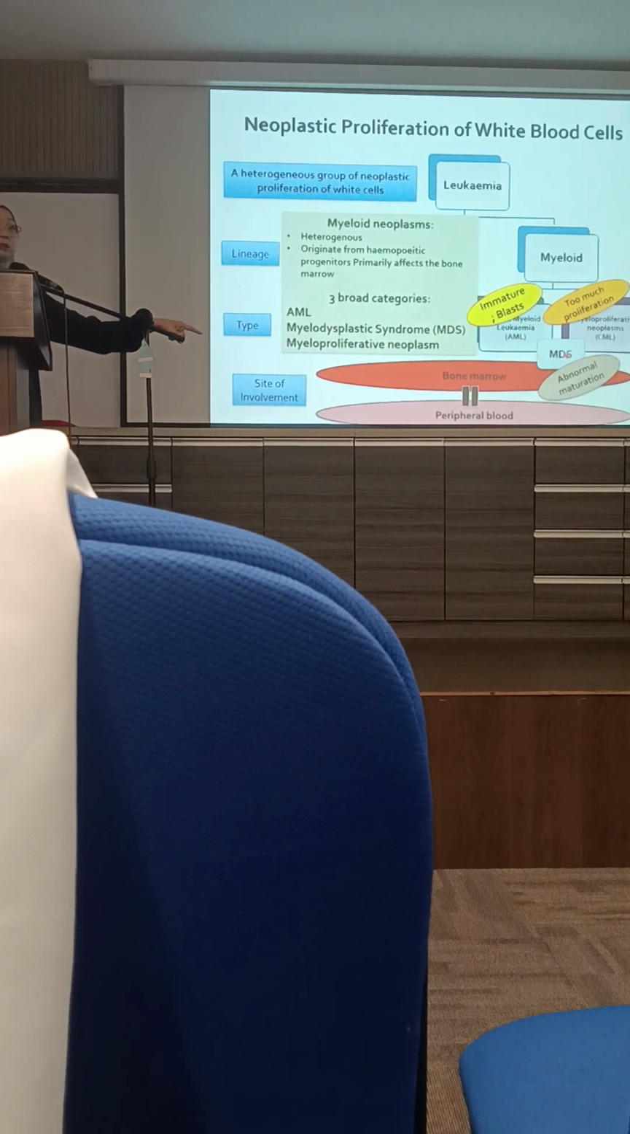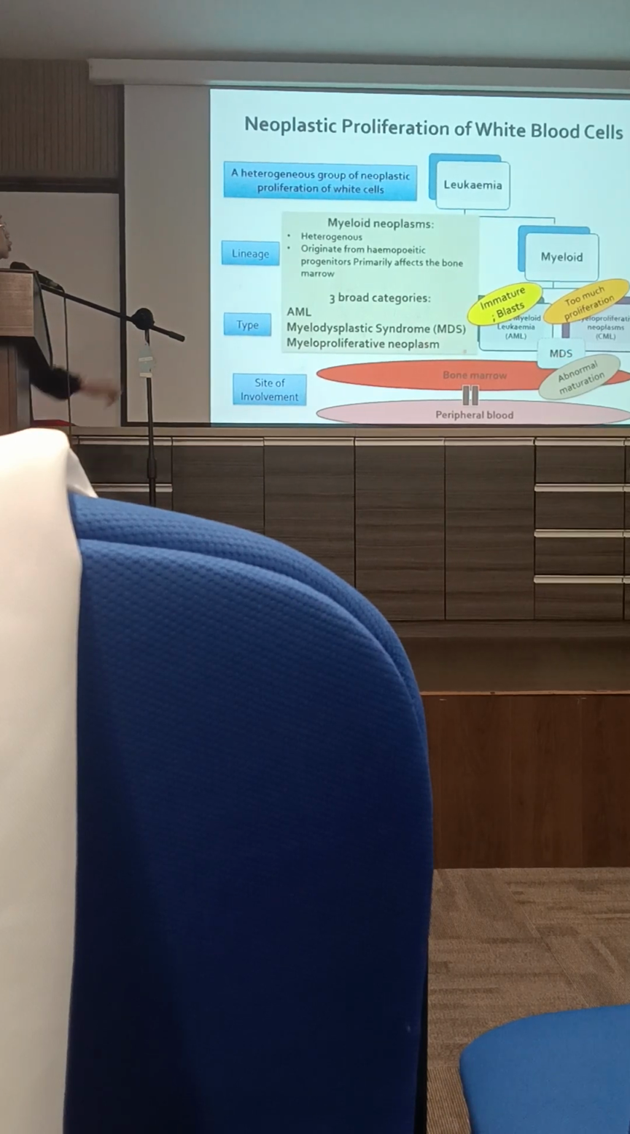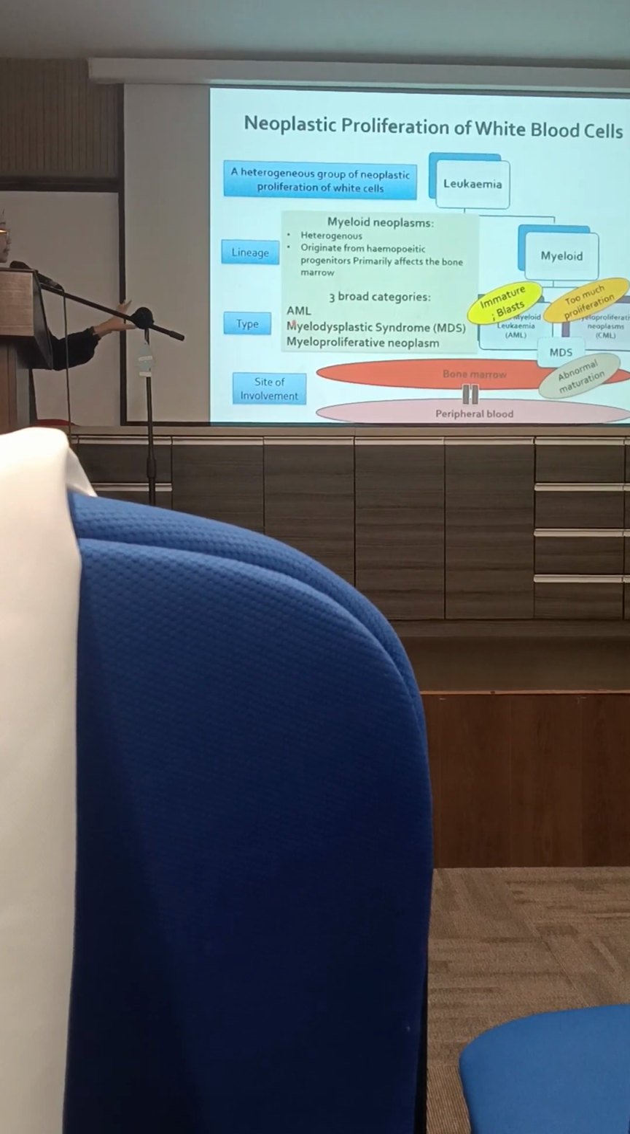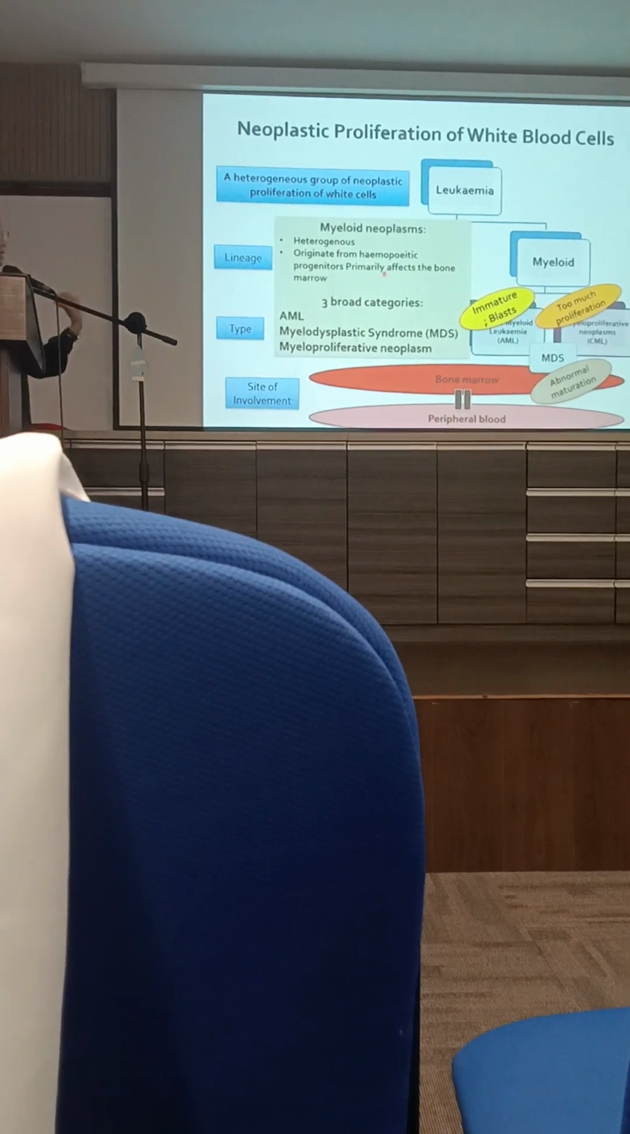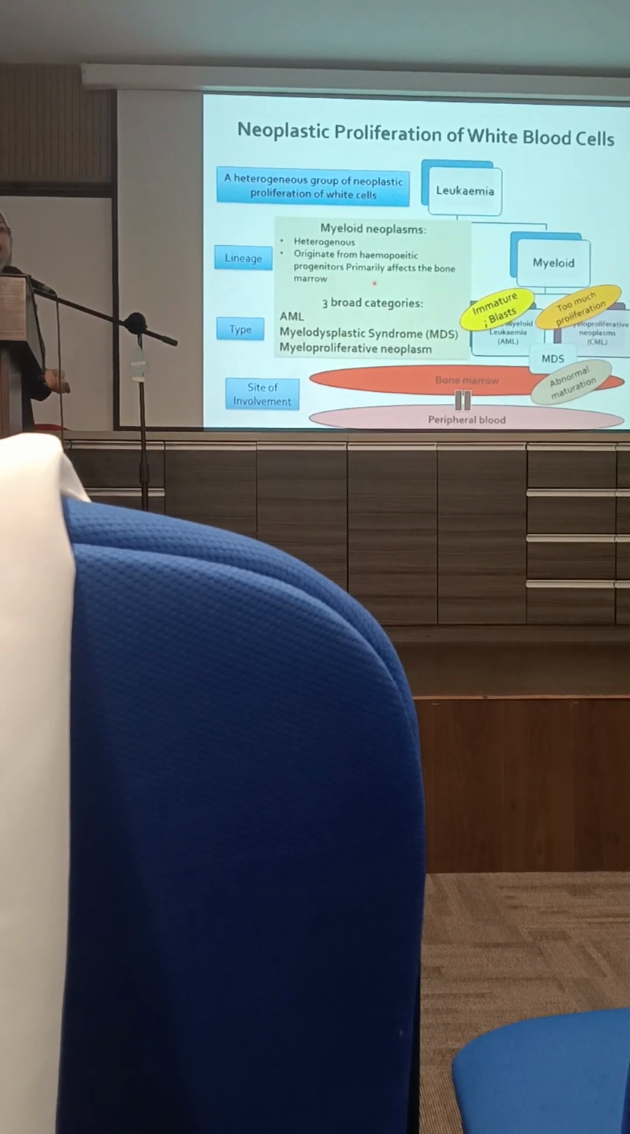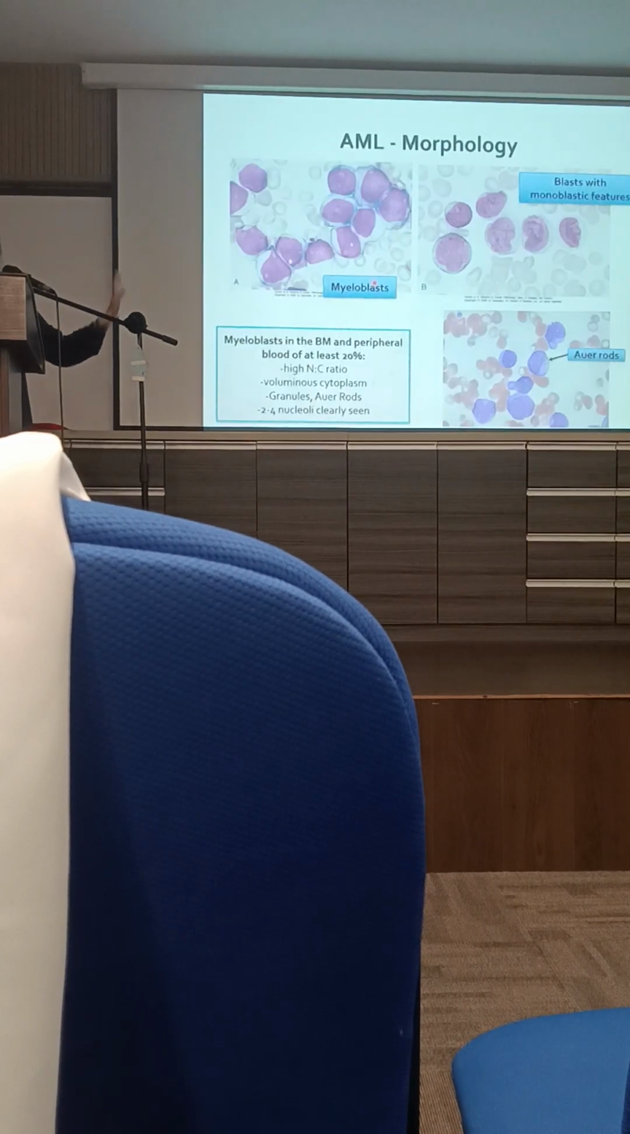But tu I letak dekat situ. Okay, right, but we won't discuss this today. Right, so there are 3 broad categories. AML. Okay, this one, okay, I dah mention that one. Okay, so your myeloid neoplasm is more heterogeneous. Okay, it's more heterogeneous, but it still originate from hematopoietic progenitors. Okay, hematopoietic progenitors or those stem cells that I showed you earlier.